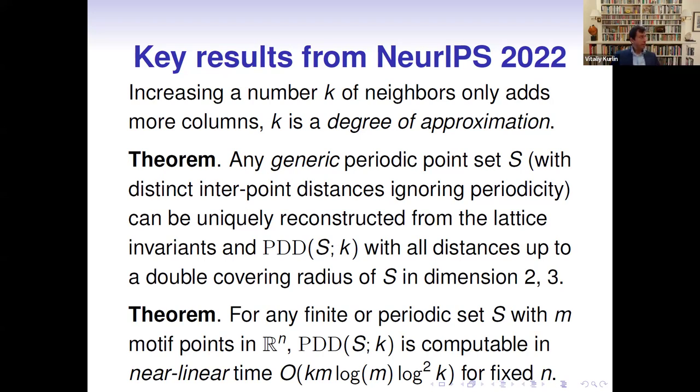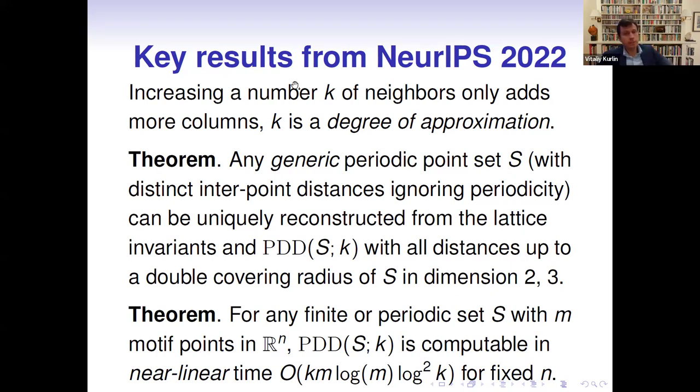So increasing K only gives us more information about the local environment of the crystal without changing the previously known information. So that's why we can see K not even as a parameter here, but as a degree of approximation, say, the number of decimal places on your calculator.